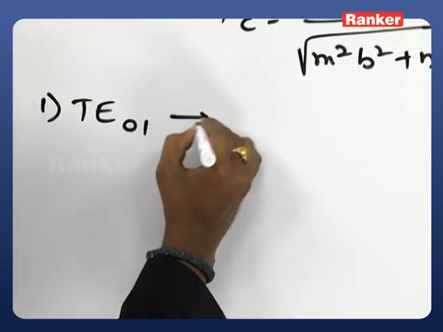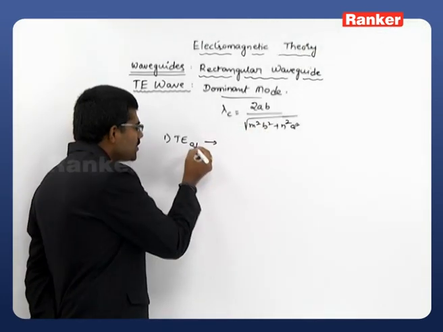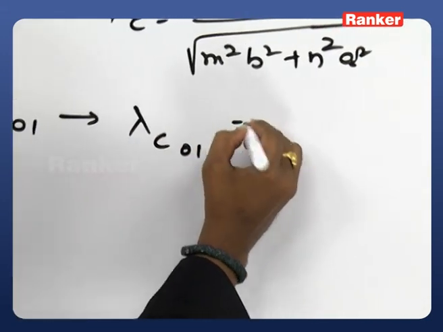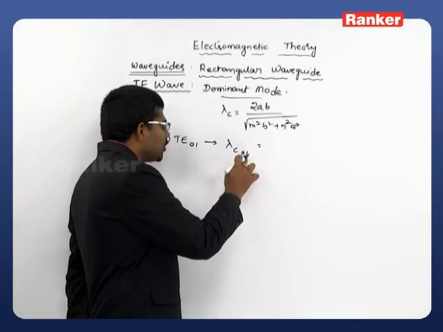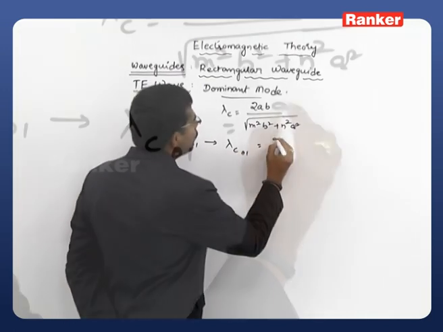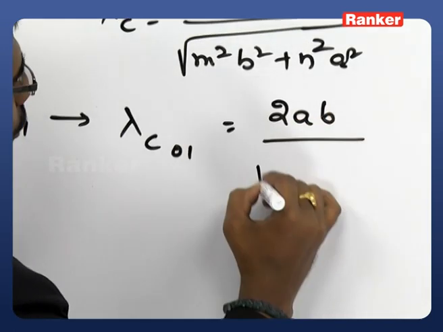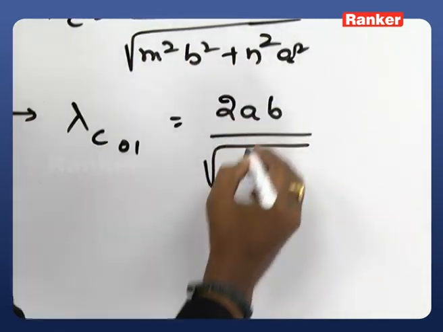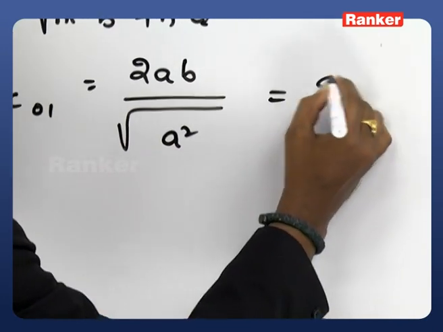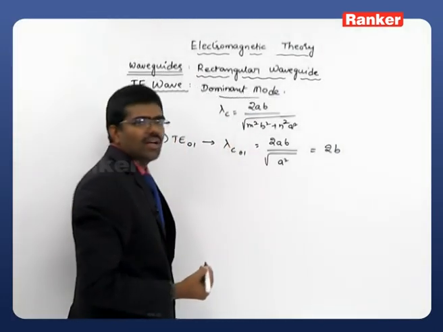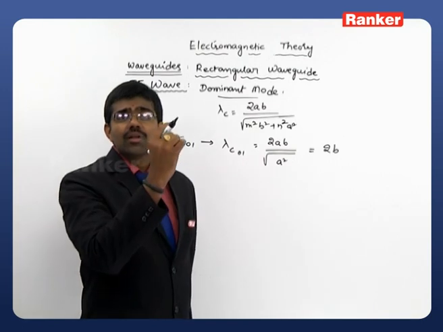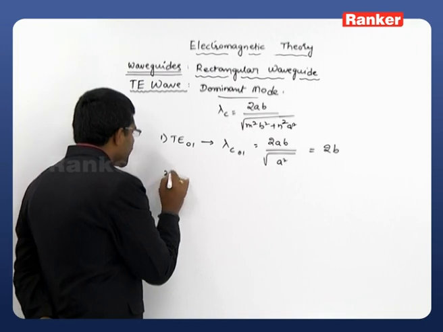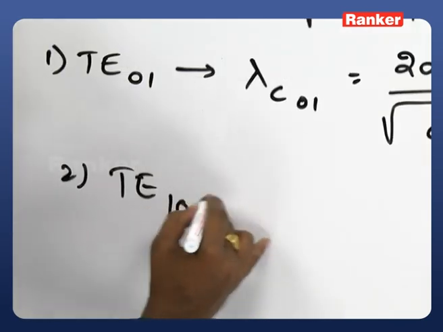Once again, first consider TE01. For this TE01, m is equal to 0, n is equal to 1. Then lambda c for 0,1, that is for TE01, is equal to 2ab divided by the square root of, m equal to 0 makes this entire term 0, and n square is 1, so by a square. Simply it is equal to 2b. What is b here? b is the narrower dimension of the rectangular waveguide. Keep it aside. And the second mode I am examining is TE10.